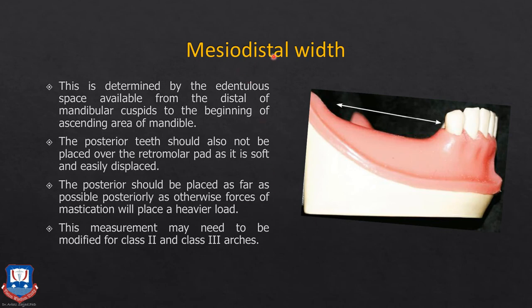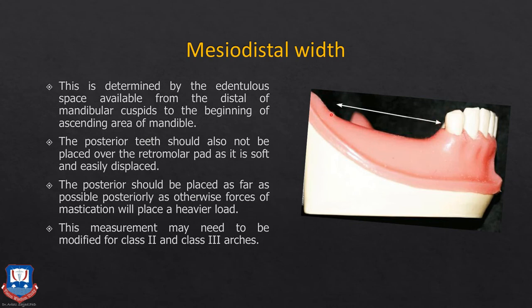The next factor is the mesiodistal width, that is the width from the cuspid eminence to the slope just anterior to the retromolar pad. This mesiodistal width will determine the size of the tooth mold that is selected for the posterior teeth, that is the first and second premolar, then the first molar and the second molar. The second molar cannot come onto the ascending path or cover the retromolar pad, because this will result in instability and dislodgement of the denture.